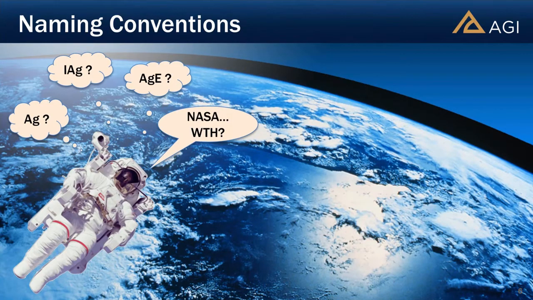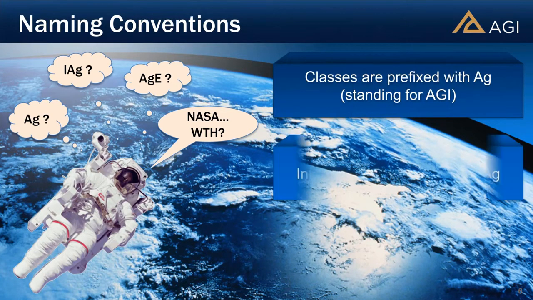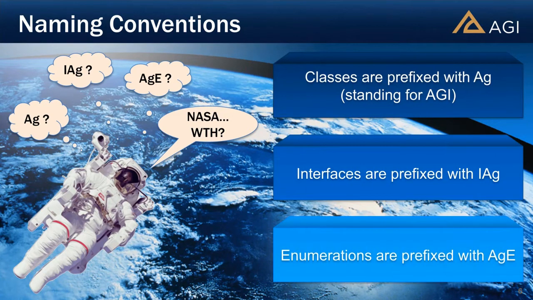There are different naming conventions, so we'll see this briefly as we go through and look at the script. I just want to talk a little bit about this. Your classes are going to be prefixed with the term AG, which stands for AGI. Interfaces are prefixed with IAG. Enumerations are prefixed with AGE. I just wanted to point that out so that as you look at some of the code snippets, the code samples, or even the script itself, you understand where that terminology and the naming is coming from.